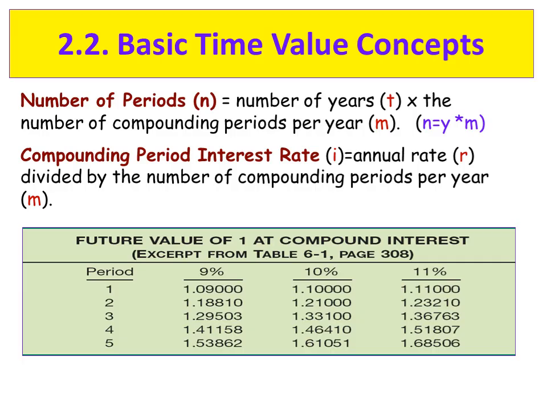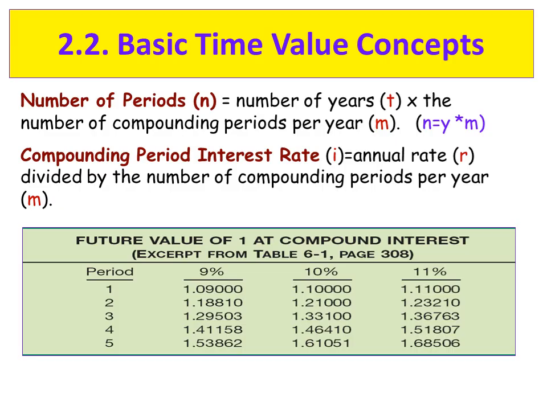For example, if that is annually, M is 1. If that is semi-annually, M is 2. If that is quarterly, M is 4, and the like.